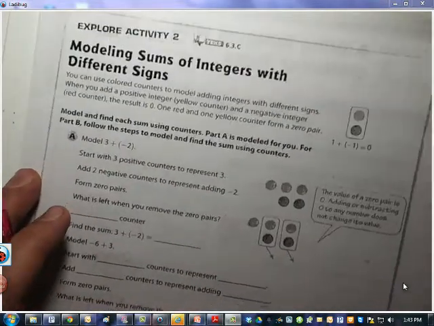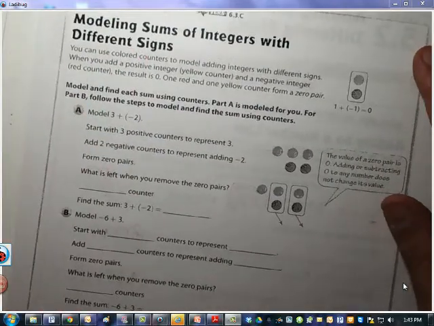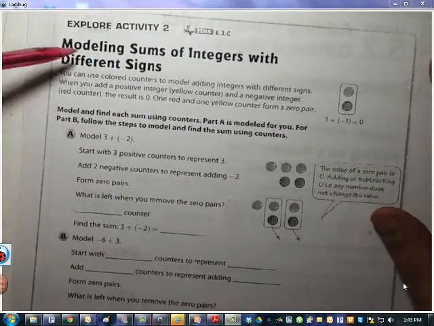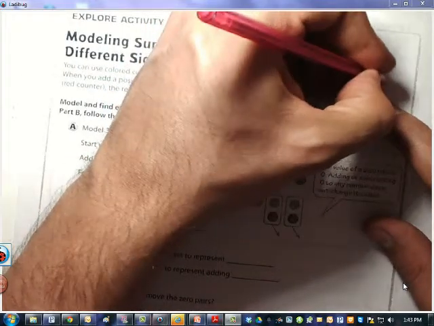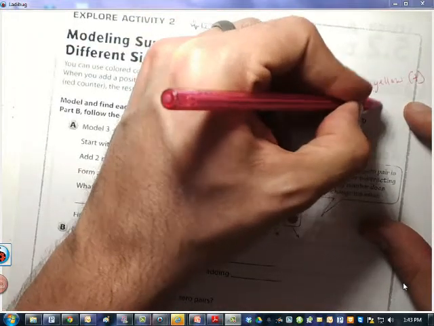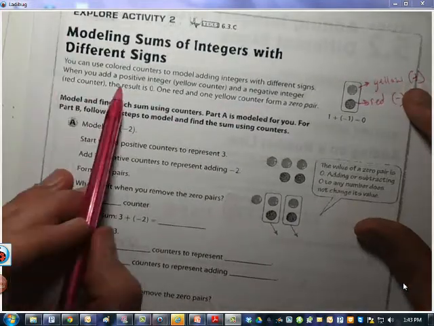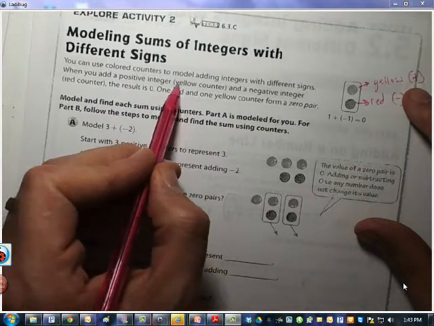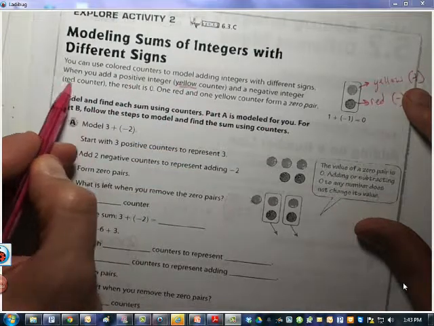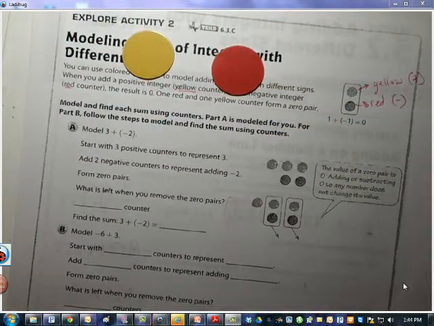All right. So modeling sums of integers with different signs. This is the second form of modeling that we're going to be doing. We're using the counters in this example. If this had been in color, this would be yellow and would be a positive, and this would be red and would be a negative. So you can use colored counters to model adding integers with different signs. When you add a positive integer, that's the yellow counter, a negative integer, that's the red counter, and they actually look like this. Those are the counters.